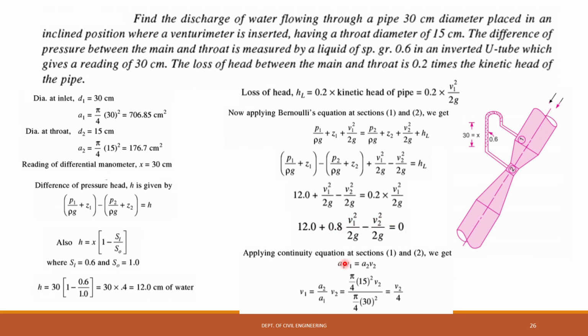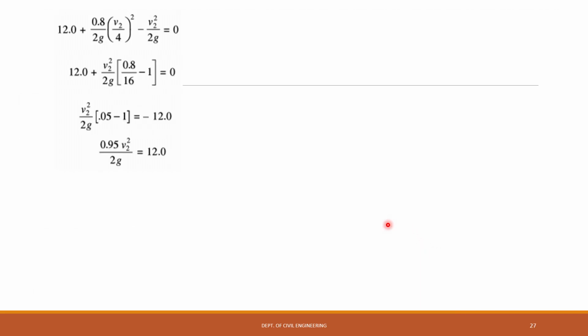Now we will be applying the continuity equation. A1 V1 is equal to A2 V2, and we'll be applying the values of A1 and A2. We'll be getting an expression between V1 and V2. So on simplification, we get that V1 is equal to V2 by 4. So this value will be substituted in this equation. When you substitute the value in that equation and simplify, you will be getting the value of V2. V2 is equal to 157.4 centimeter per second.